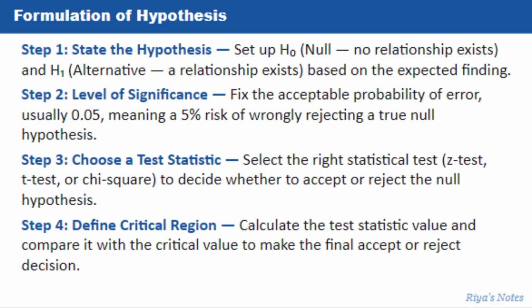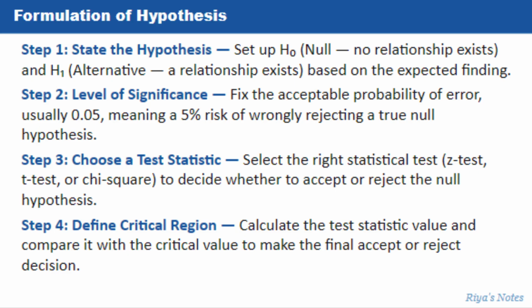Formulation of hypothesis. Step 1. State the hypothesis. Set up H0, null, no relationship exists, and H1, alternative, a relationship exists, based on the expected finding. Step 2. Level of significance. Fix the acceptable probability of error, usually 0.05, meaning a 5% risk of wrongly rejecting a true null hypothesis.